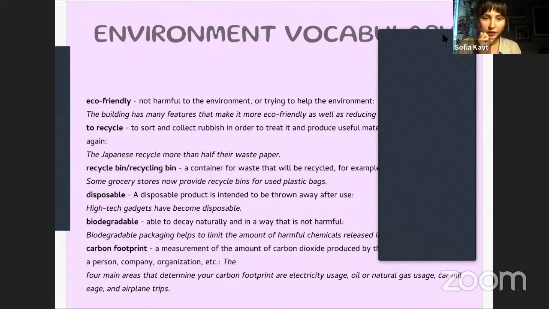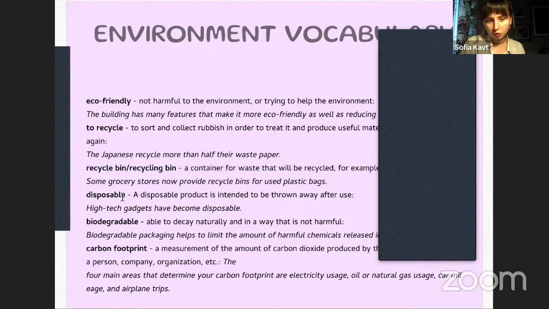And in order to recycle garbage, we can use recycle bins or recycling bins. So these are containers for waste that can be recycled, like separate ones for paper waste, separate ones for plastic waste, separate ones for glass, and so on.